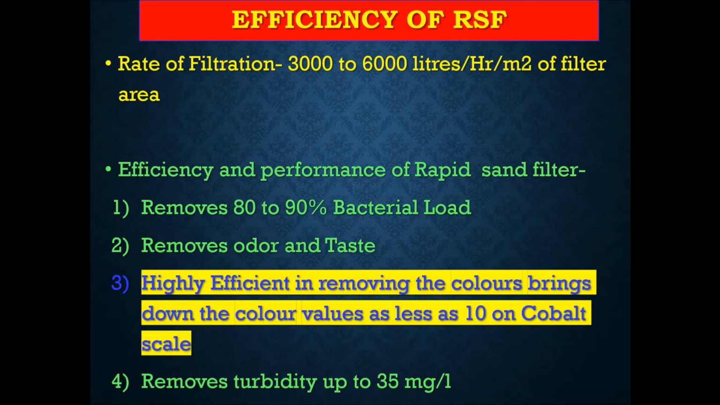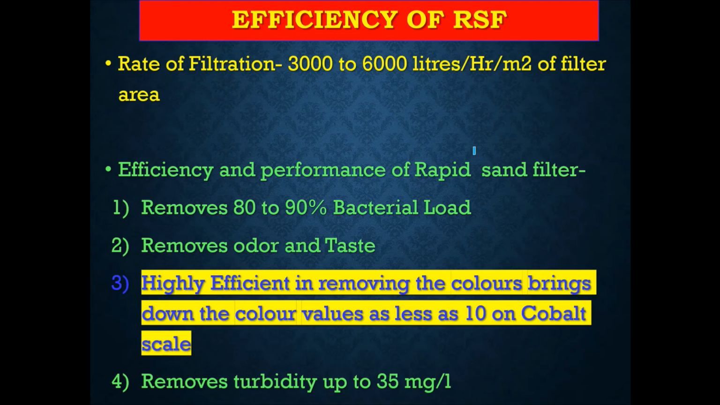Particularly talking about the efficiency and performance of rapid sand filter, the first two are the drawbacks, and the second and third are the advantages. First is a drawback. It removes 80 to 90% of the bacterial load. We have seen the efficiency of the slow sand filter. In case of the slow sand filter, how much percentage of bacterial load does it remove? 99%.